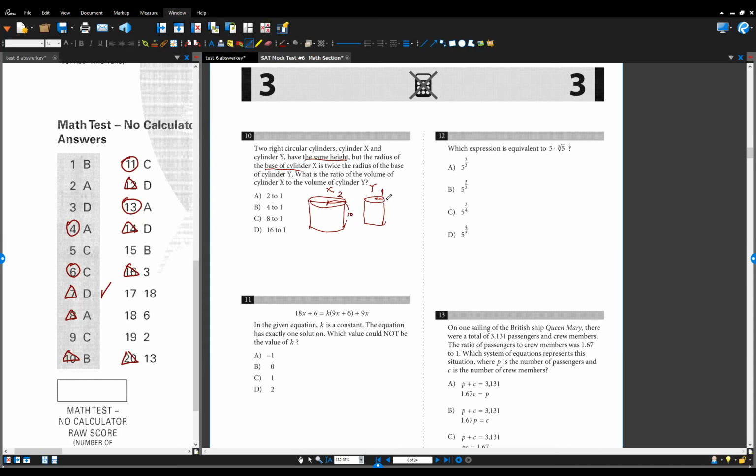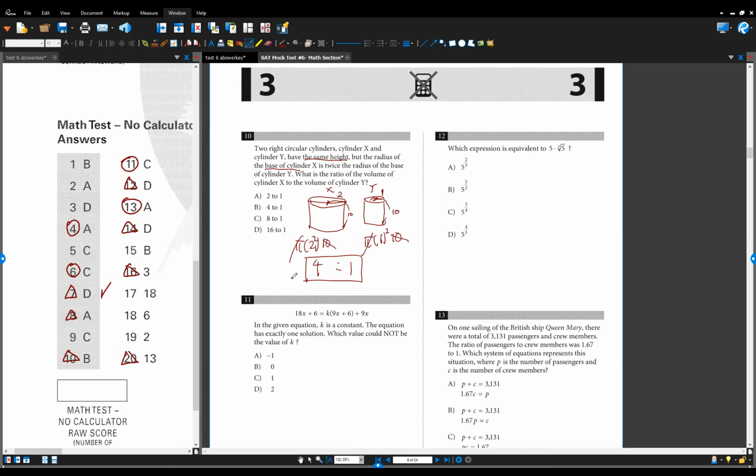Now the height is the same thing. You can use 10 and 10 or h and h. It doesn't matter, okay? What's the ratio of volume? What is it? Pi r squared times h. That's the volume. What is the volume of this one? Pi, the area of this is r1 squared times 10. Pi is out, 10 is out. 2 squared is 4, 1 squared is 1. All right, the volume ratio is 4 to 1.